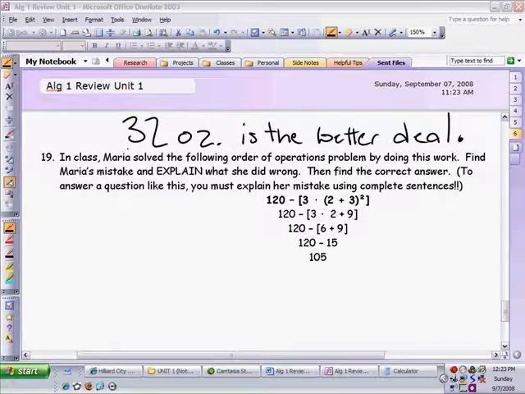Alright, so now that the dogs have stopped barking again, let's take a look at this one. So we've got to explain what she did wrong. Then find the correct answer.